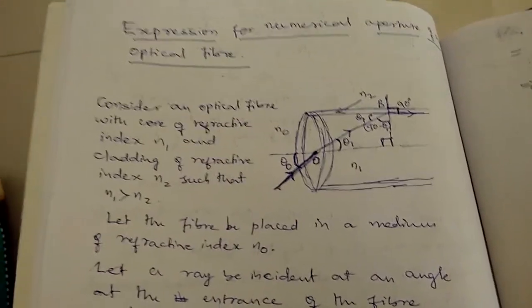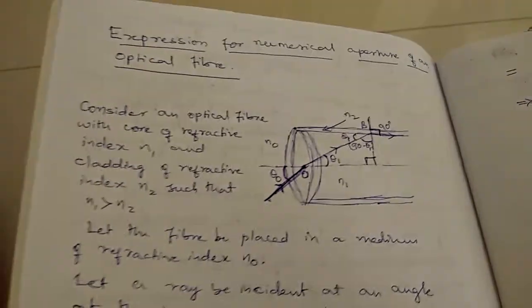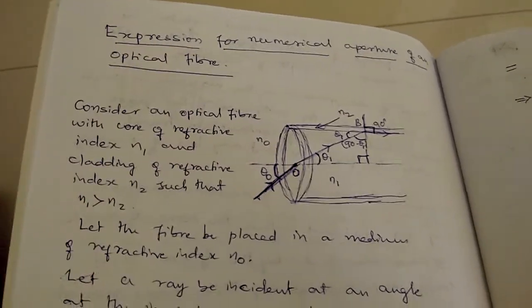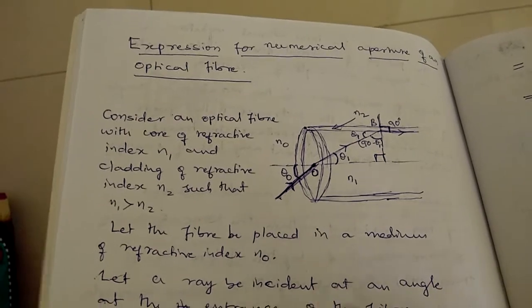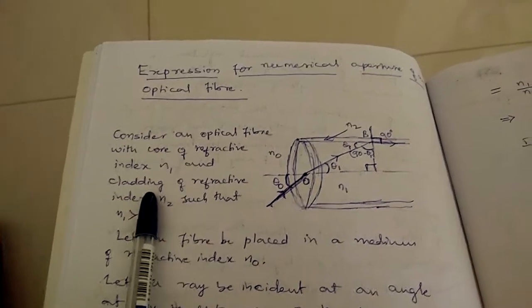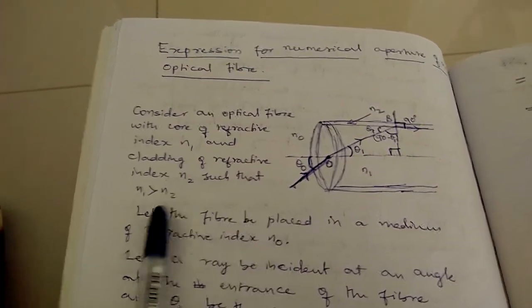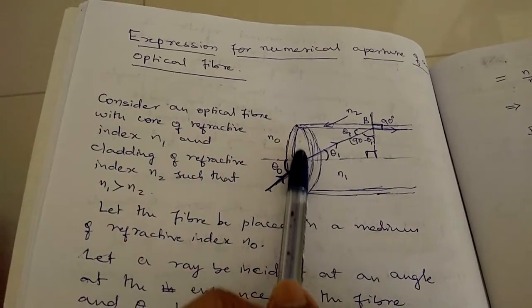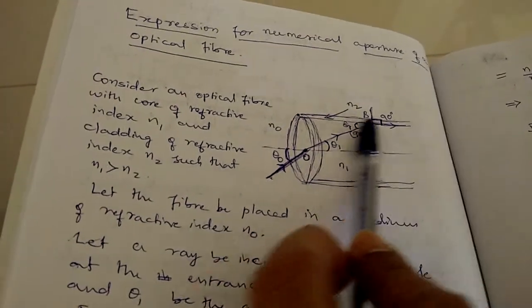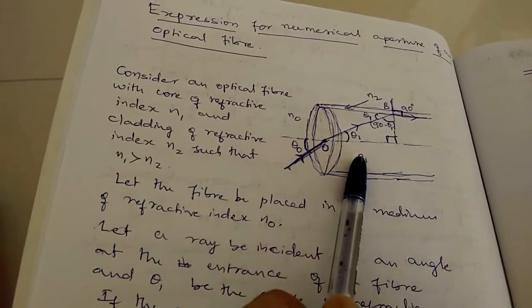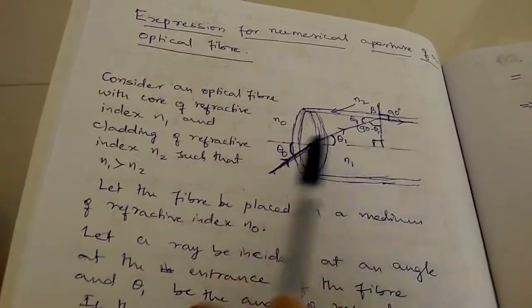Students, in this class, let us derive an expression for numerical aperture of the optical fiber. In order to derive the expression, let us consider an optical fiber with core of refractive index n1, and cladding of refractive index n2 such that n1 is greater than n2. So, this is the optical fiber. The central part is core and the outer thin part is cladding. Core is denser than the cladding, that is n1 is greater than n2.